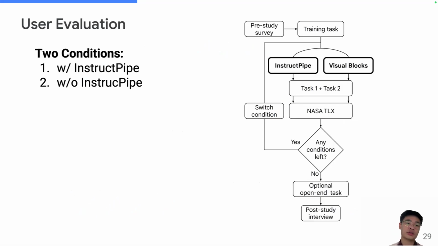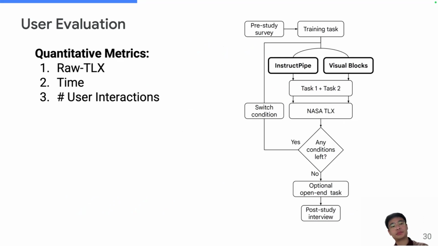In our second evaluation, we conduct a user study in which we compare two conditions: with InstructPipe or without InstructPipe. The without-InstructPipe condition we call the Visual Blocks condition. We have three kinds of quantitative metrics: NASA-TLX, time consumption, and the number of user interactions, followed by post-study interviews to understand their qualitative experience.